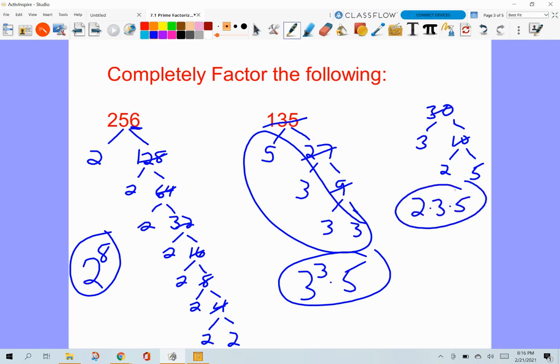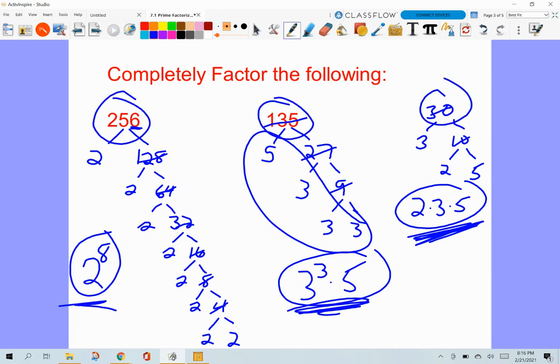These should be super easy to check and make sure you're getting them right, because all you have to do is multiply this at the end back together and see if you wind up with what you started with. Super easy to check.